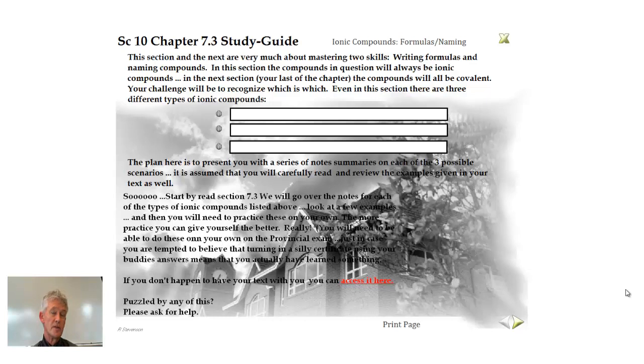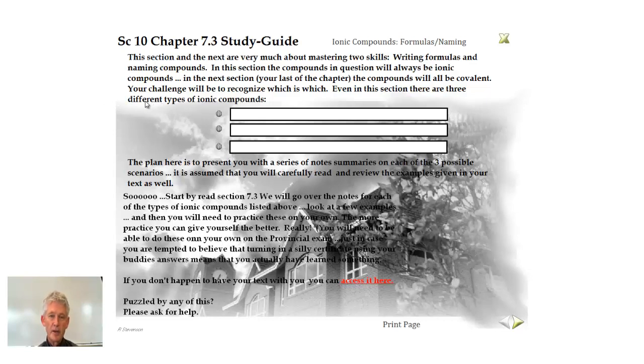It helps as I go through it if you can just jot down a few things, even a few answers. But as I was saying, make sure that this is something you don't just do for the sake of an assignment. This is a skill that obviously has a big part on the provincial exam, and it's the kind of skill that carries over into a whole lot of other chapters as we go along here. So this section and the next are very much about mastering two skills: writing formulas and naming compounds. In this section, the compounds in question will always be ionic. We're going to move on to 7.4 after this, and those will not be ionic. They'll be covalent, two nonmetals.